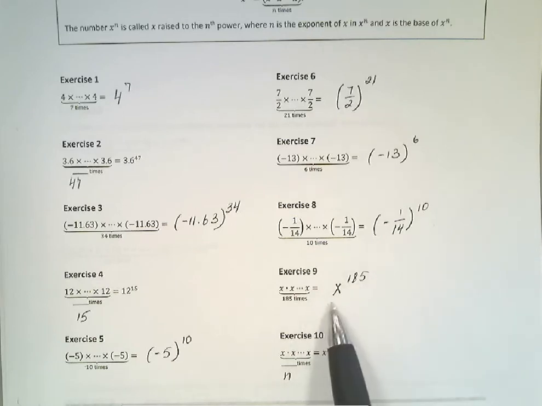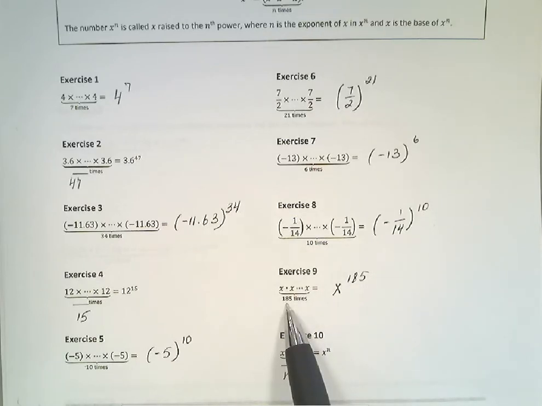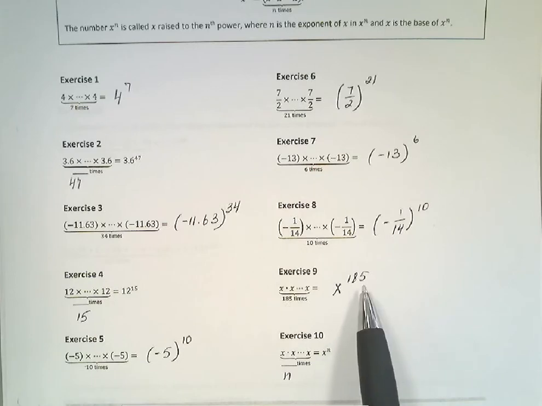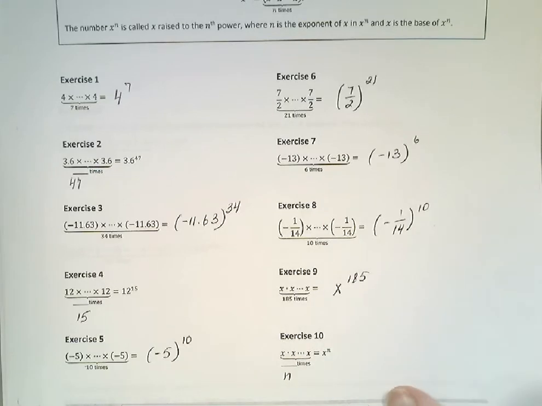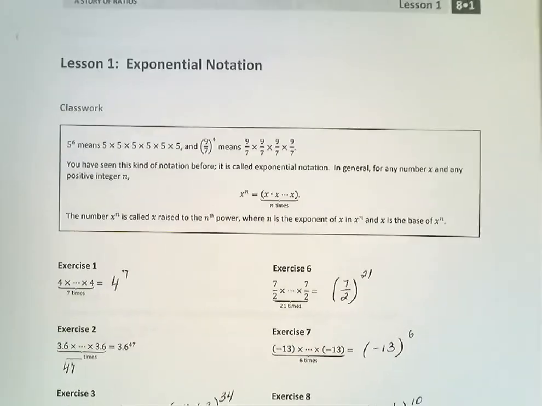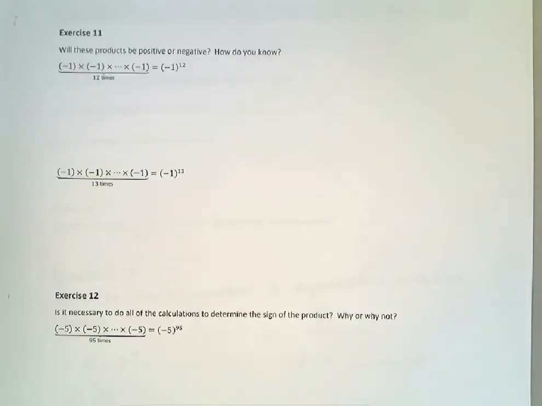Exercise 9, x multiplied by itself 185 times is x to the 185th power. And exercise 10, any number to the nth power is that number multiplied by itself n times. Okay? All right. So now let's go ahead and look at exercise 11 together.